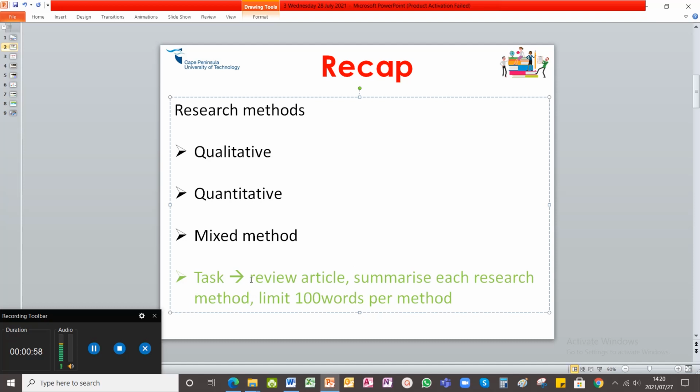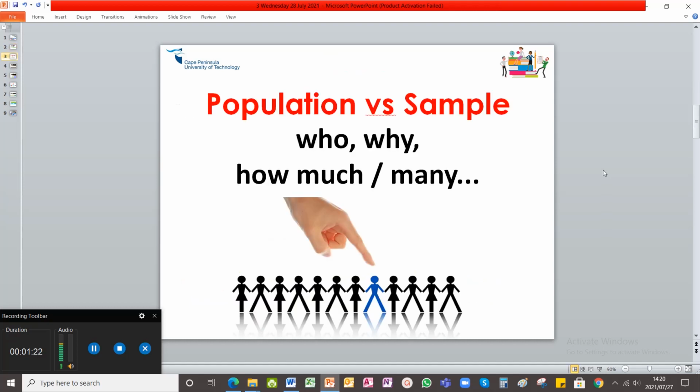So the article reviewed all three methods, and you had to summarize them using a limit of 100 words per method. And you had to then save this and keep it as a build-up task towards your second semester formative assignment, which will be coming later on in the term. For today's lesson, we will continue.